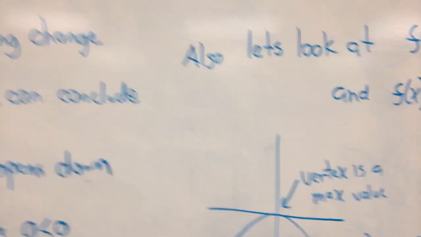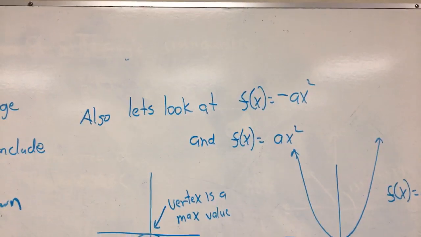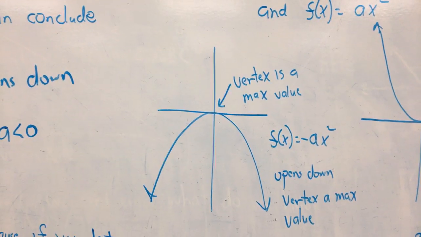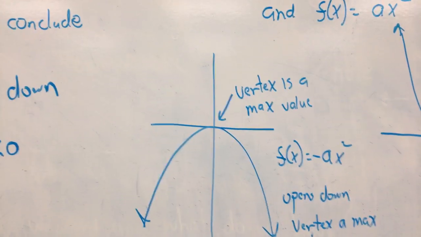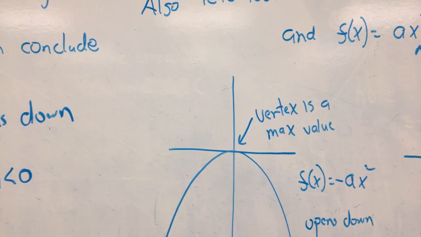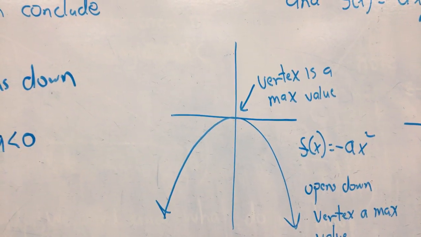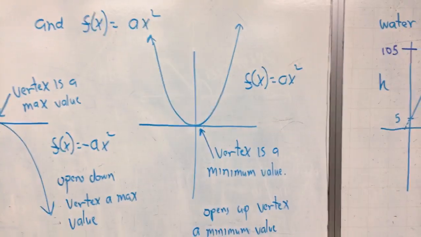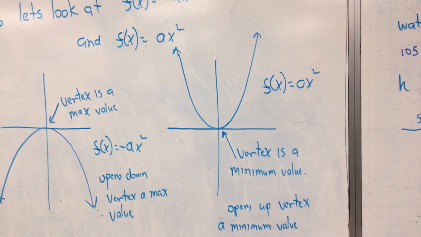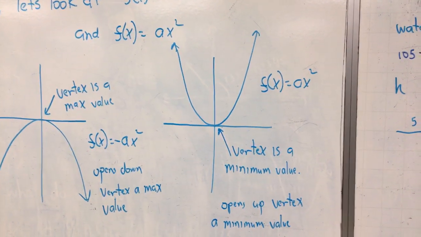Okay? All right. So let's look at f of x equal to negative ax squared, and f of x equal to positive ax squared. Again, there it is. Negative opens down. Now the vertex is a maximum value. That is the greatest value of y that this parabola will ever encounter if it opens down, and it's at the vertex. And if it opens up, the opposite is true. The vertex is at the very bottom. If you were a BB on the inside of that, you would come to rest at the vertex. Okay, that's the minimum value.